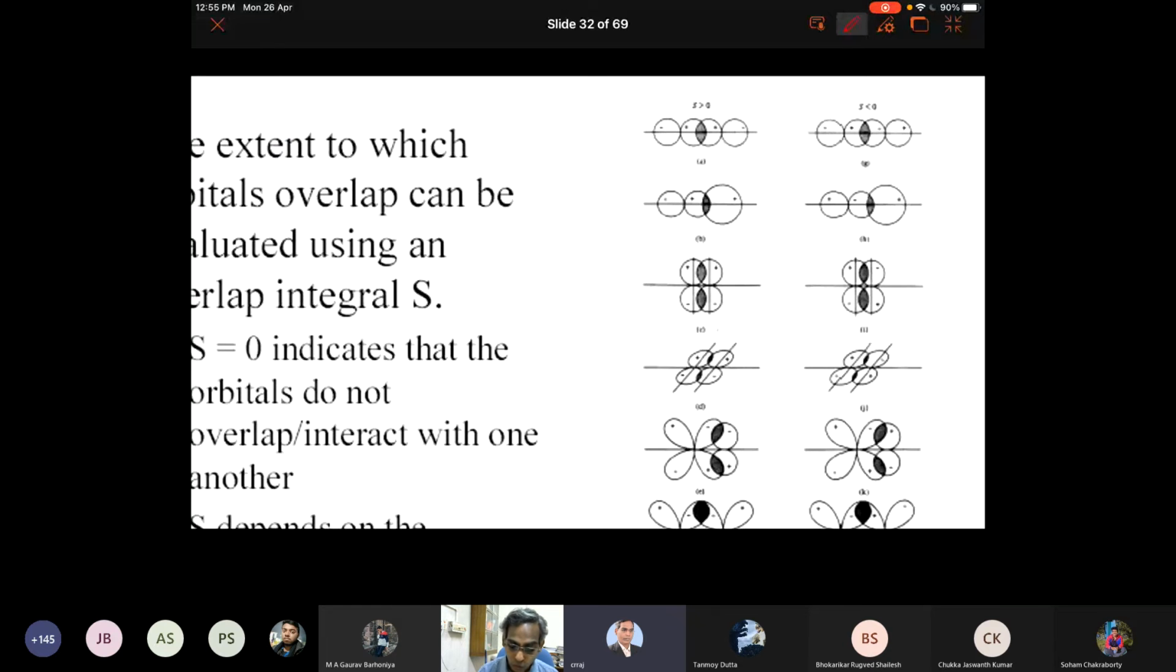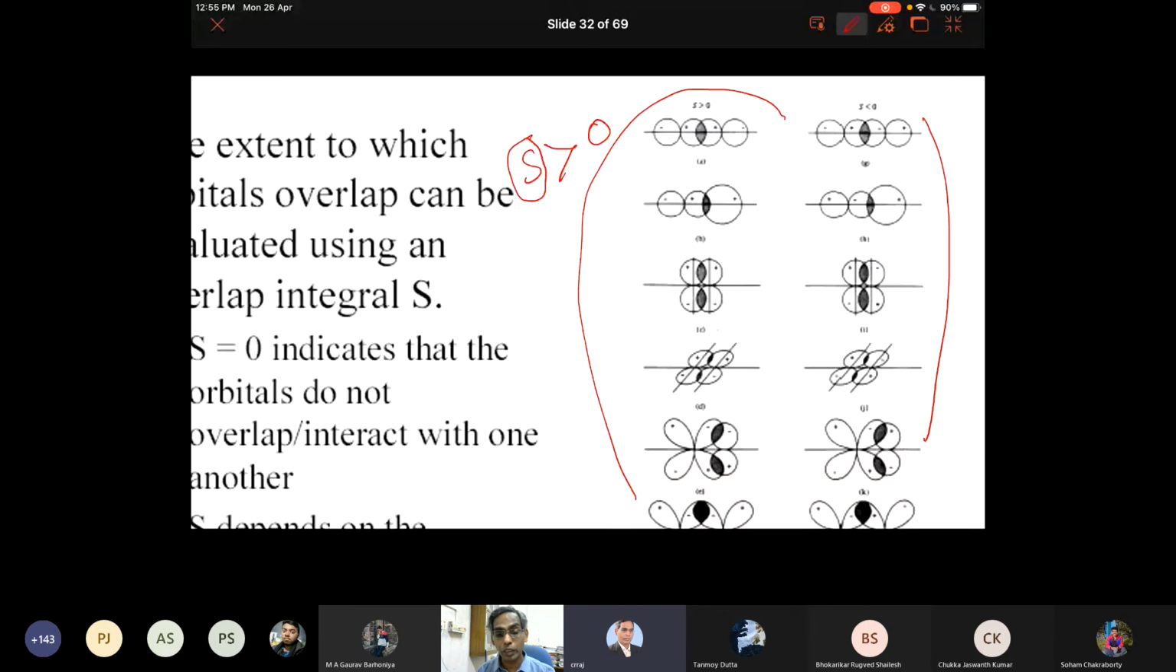Right. So here, what I have shown here is this side, my left-hand side, and my right-hand side. Here, what I have given is that yes, S greater than 0. What I'm talking about is one of the integrals that I have mentioned. That's an overlap integral. What is the meaning of that?